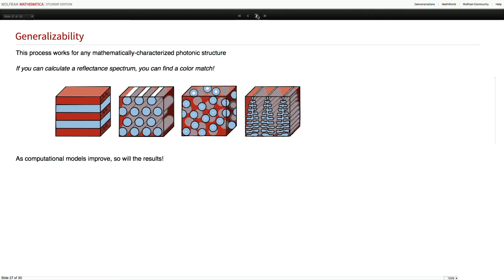And so in conclusion, this method returns fairly good results for a range of different photonic geometries, and it's general enough to work for any mathematically characterized photonic system. So as long as you have a function that can take in photonic parameters and output a reflectance spectra, you can search for colors using the adaptive mesh search. And as computational models improve, as we are better at characterizing these systems, the results will improve with it.